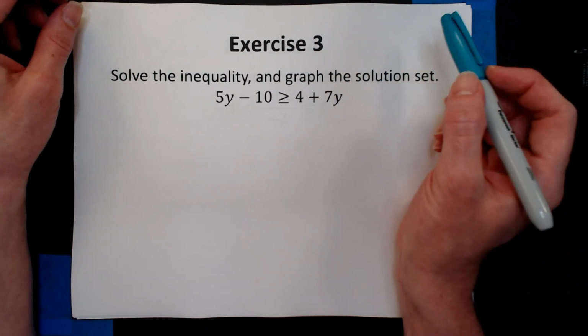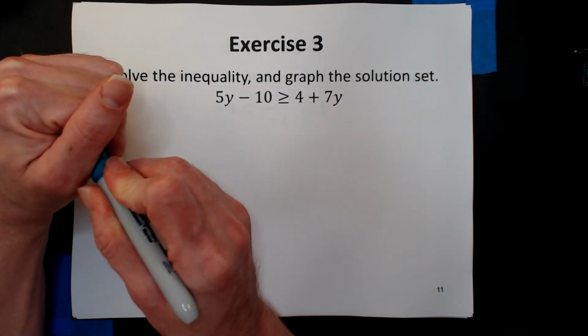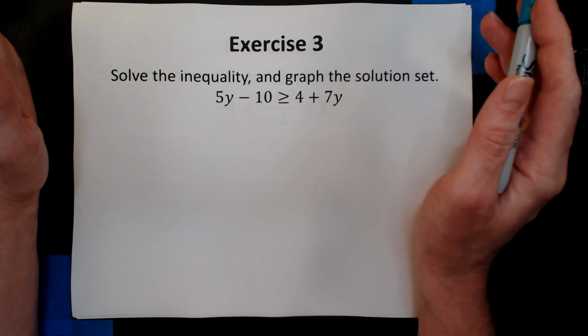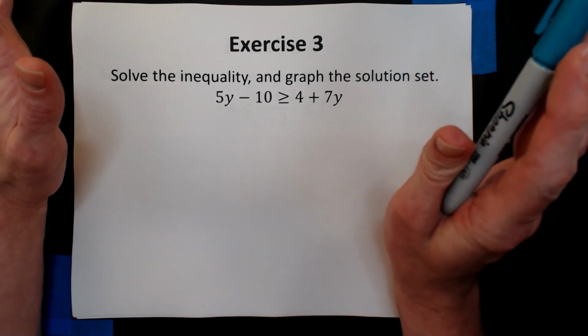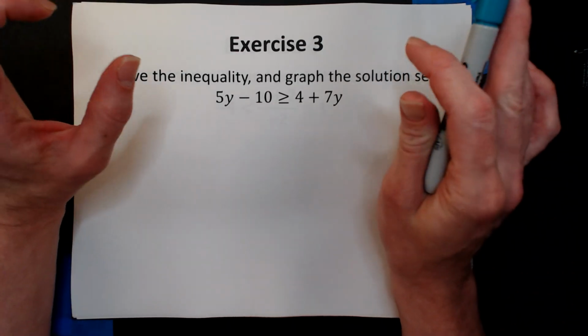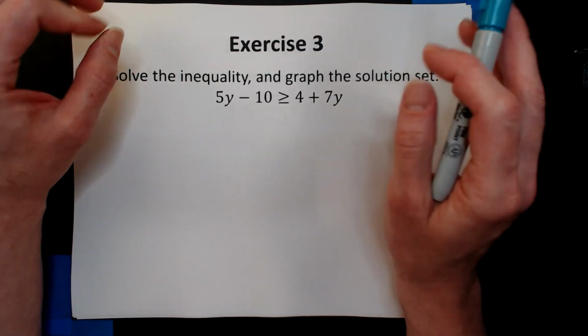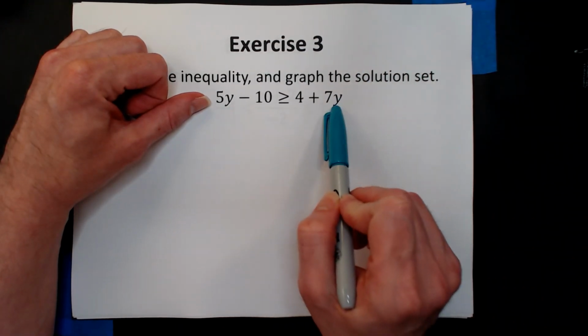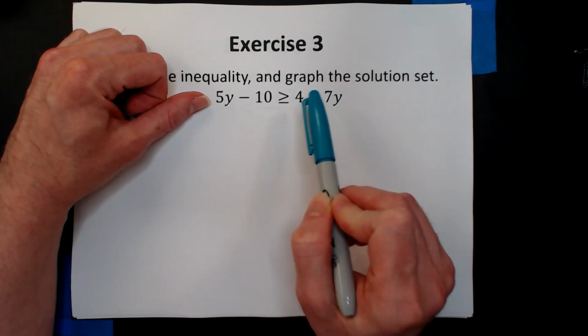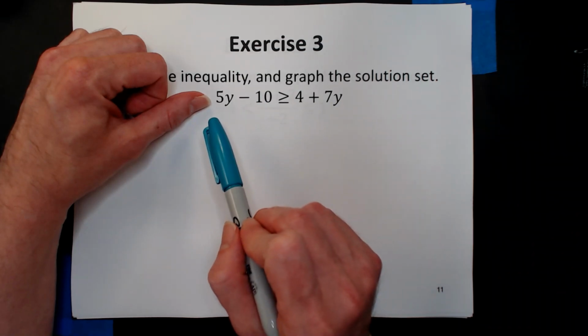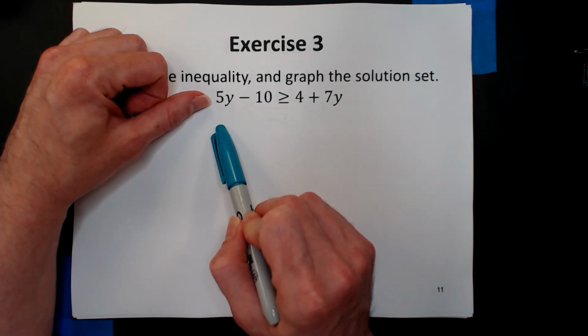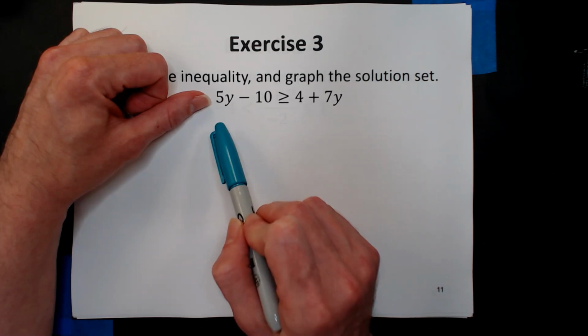Solve the inequality and graph the solution set. So, solving it like a normal one. Now, there's a couple ways you can do this. If you can look ahead into a problem, you can see which side is going to make the variable positive or negative. In this case, we have 5y here and 7y here. If we move the 7y to the other side, we're going to make the y's negative. That's okay. We'll just divide both sides by a negative number, and have to flip the inequality sign.